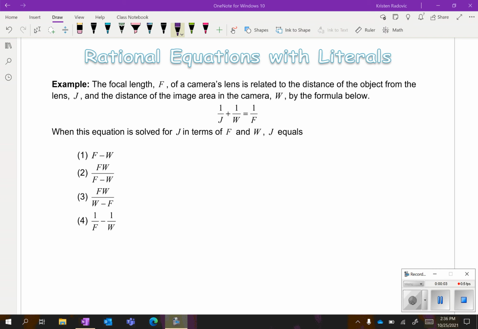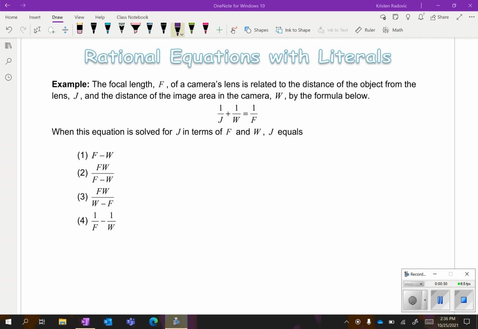Hi, this video is going to explain how to do rational equations with literals. So we know that rational equations are equations with fractions that have polynomials in either the numerator or denominator. What it means to have literals is that instead of numbers and variables, we are just going to have letters. So it's rational equations with letters instead of numbers, basically.